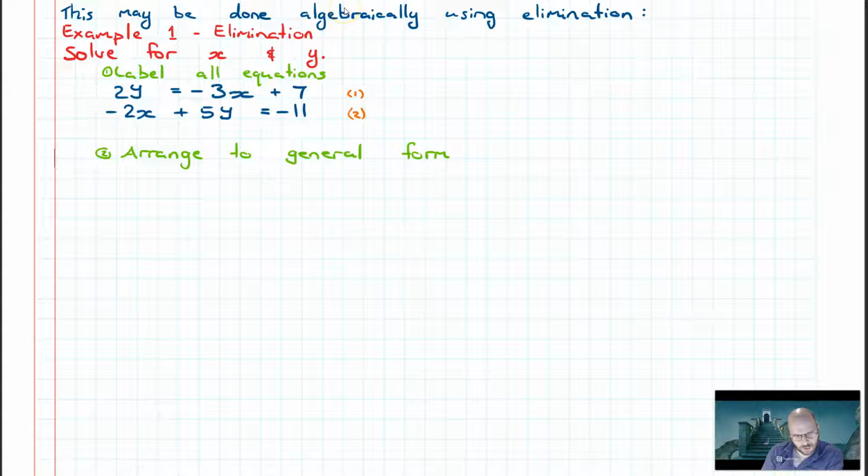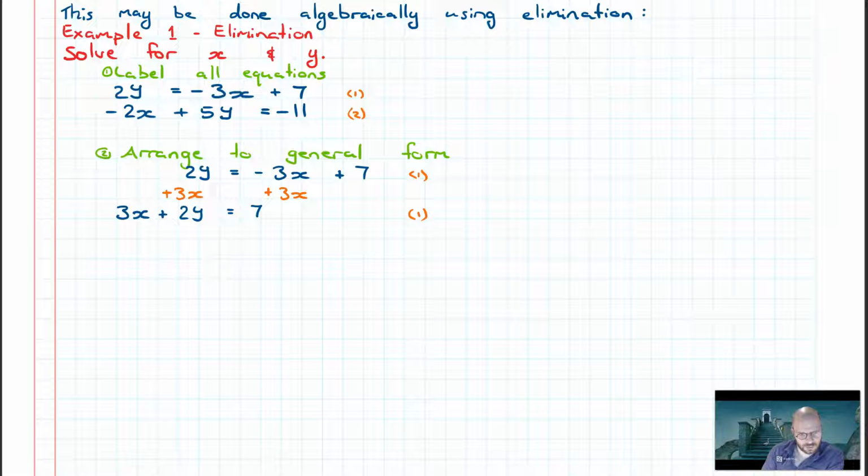Starting with equation 1, I need to make sure that I have ax plus by equals a constant. So what I need to do is this variable term here needs to move over to the left. This will yield 3x plus 2y equals 7, and of course this is equation 1.